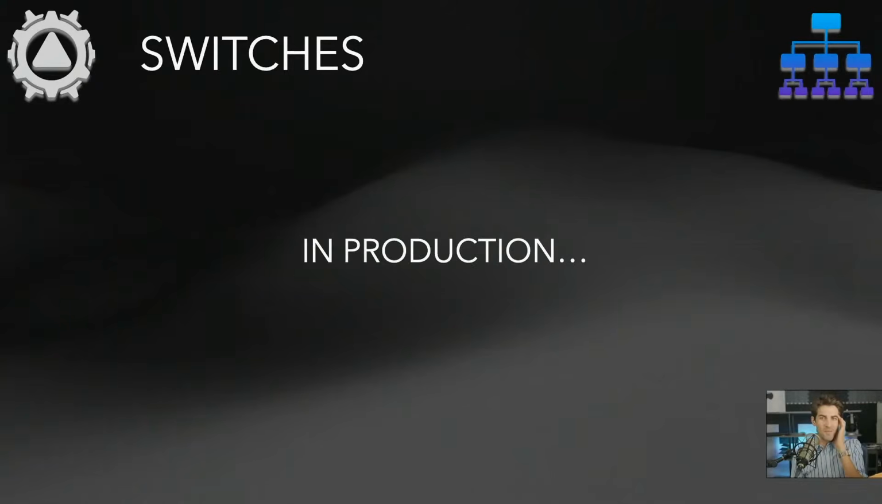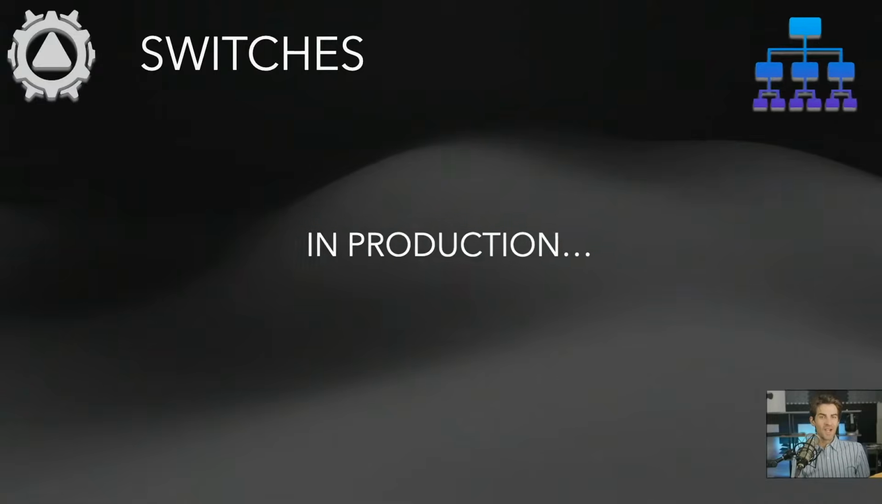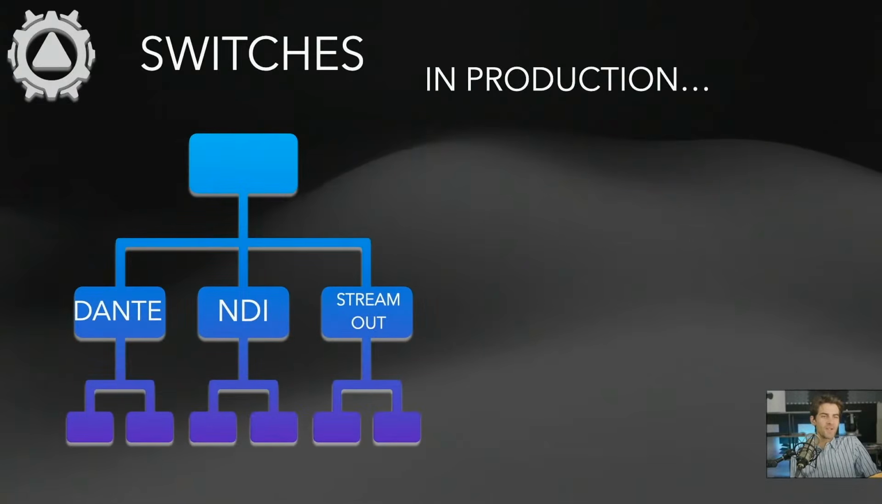So, all right, what does that mean in terms of production? Well, usually we need to separate packets very quickly, not just for security, but also for efficiency. So, you've got these standards, Dante, NDI. If you're streaming out, a stream directly out that can't be broken for anything.